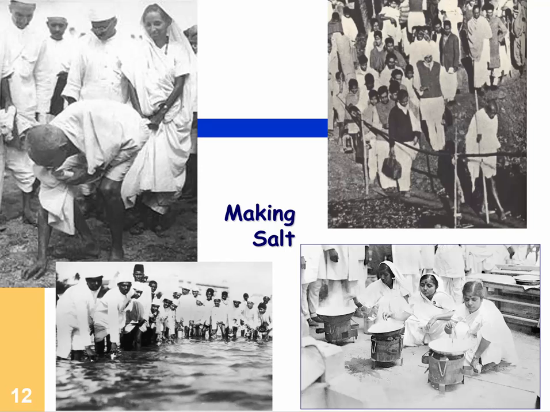And some radicals in the INC felt that Gandhi was actually being too moderate in some of the ideas that he was coming up with. And the INC and the Muslim League were kind of arguing over what they should do for India, what the future of India should be.